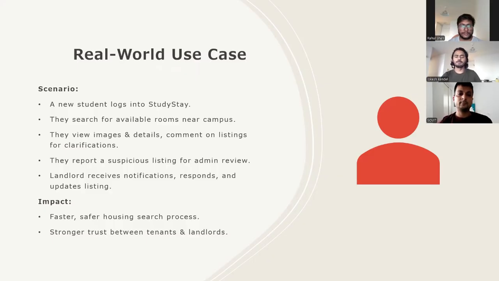Thank you, Rahul. I'll start with the real-world use case. Users log in first, search for available rooms near campus, and view listings with image details. They can comment and ask questions if they have anything to say about the room or listing. If there's something suspicious, they report it. The landlord receives a notification, responds, and updates the listing.